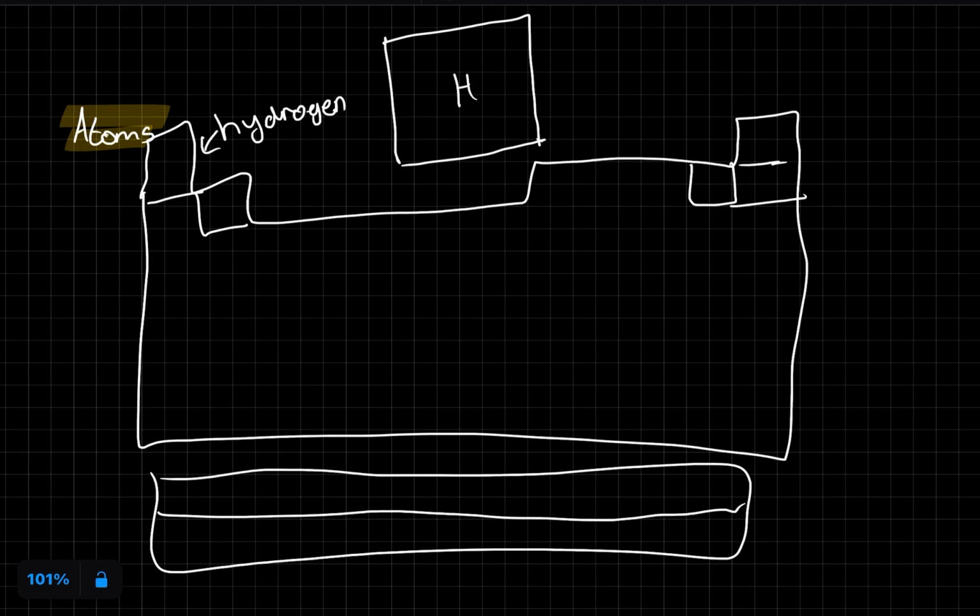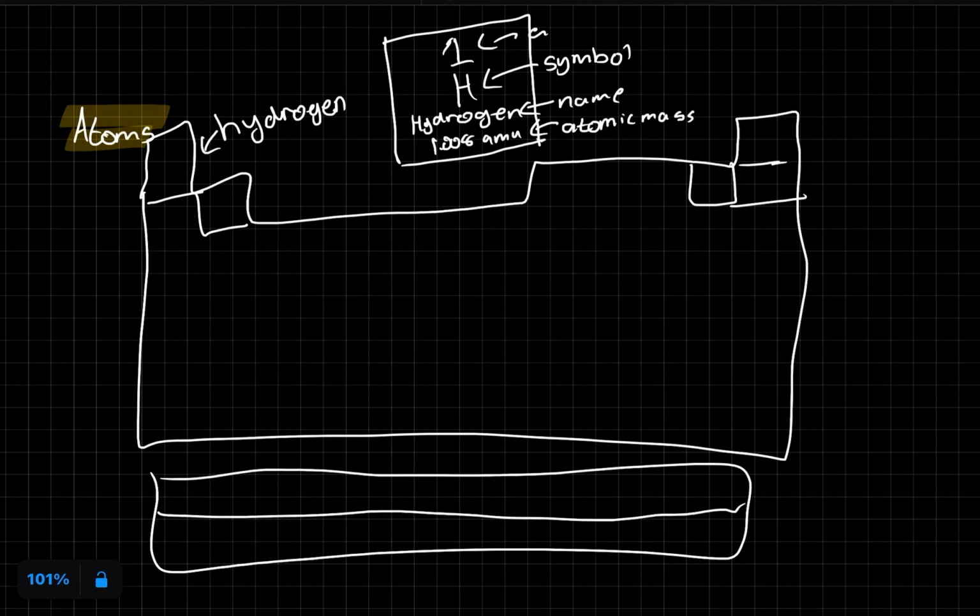For example, it tells us the symbol. This is the symbol. It tells us the element name, which is hydrogen. So this is the name. And it tells us the atomic mass, which is 1.008 AMU. This is the atomic mass. And it also tells us the atomic number, which is always a whole number. It doesn't have units, and it's 1 for hydrogen in this case. It's called the atomic number.